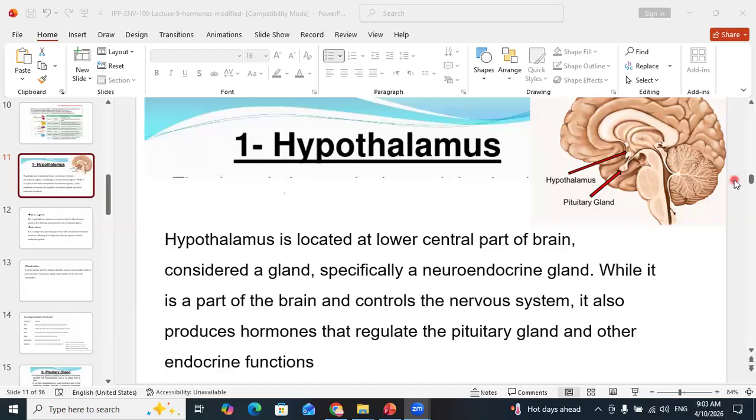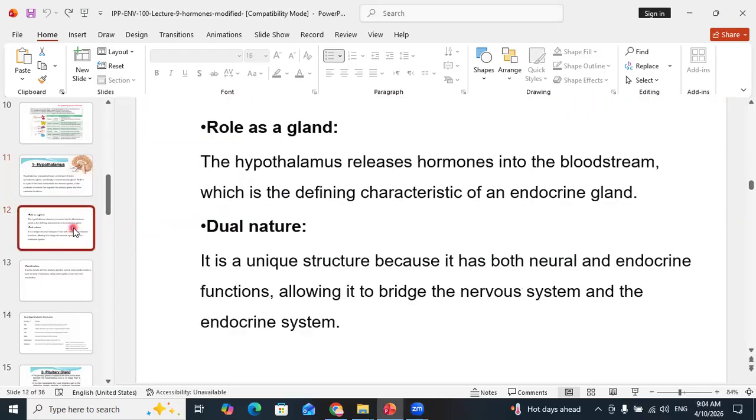So if the diagram is given, you must be able to identify that above the pituitary gland, this is the hypothalamus. Now, what are the main functions of the hypothalamus? How does it act like a gland? The hypothalamus releases hormones into the bloodstream, which defines it as a characteristic of an endocrine gland.